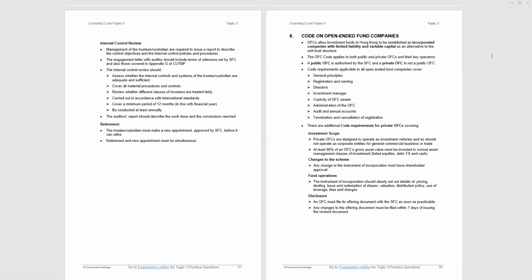Engagement letter with the auditor should include terms of reference set by the SFC. Again, just so much detail. And here's what the internal control should cover.